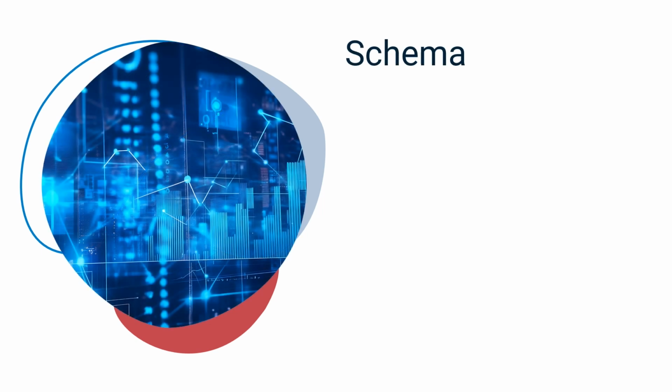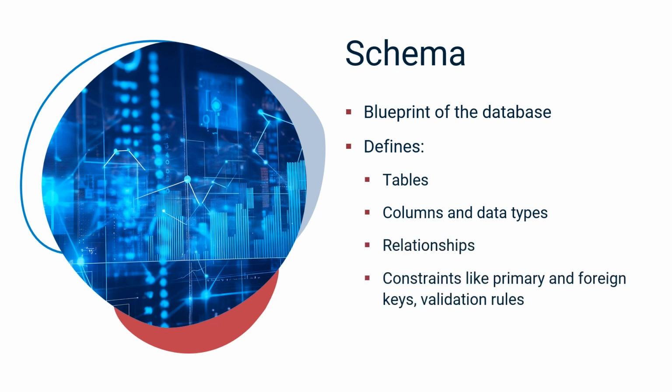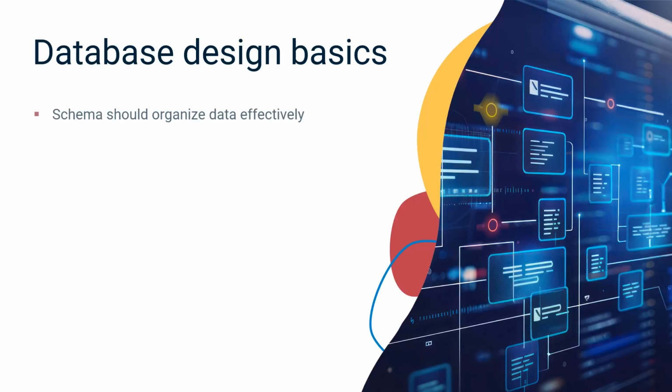An important concept in relational databases is the schema. A schema is like the blueprint or structure of the database. It defines the tables in the databases, the columns in each table, including their data types, the relationships between tables, and constraints like primary keys and foreign keys and validation rules. Good database design starts with creating a schema that organizes data effectively.